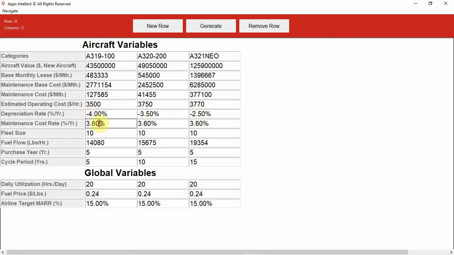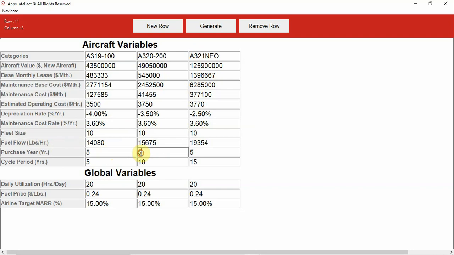And then the maintenance cost rate, which is an annual increase of the maintenance cost. So annually it's been input 3.6% increase for the maintenance cost. And fleet size, 10, is the number of aircraft for a particular fleet type. And fuel flow per hour is this much, in pounds.